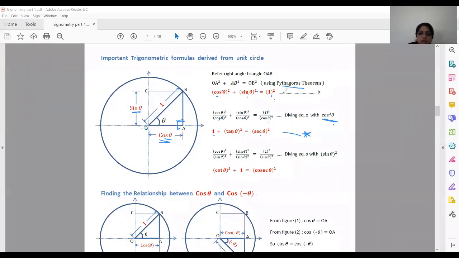Similarly, if I divide the original equation, cos square theta plus sin square theta is equal to 1, with sin square theta, then cos square upon sin square, it means cos upon sin is cot, sin upon sin gives 1, and 1 upon sin is cosec. So cot square theta plus 1 is equal to cosec square theta. Okay, so these three formulas are important.